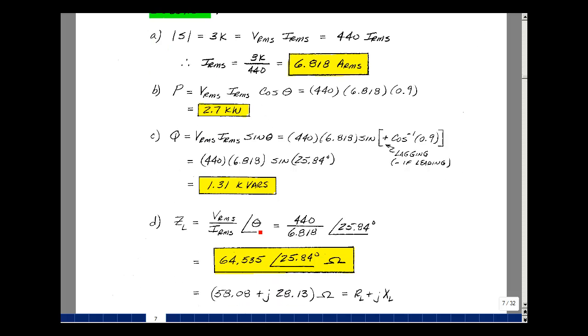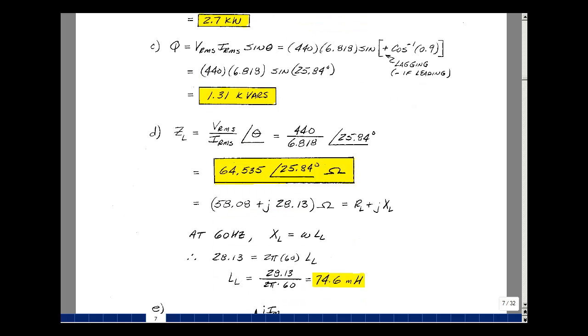Since I know the angle and I know the voltage and the current, I can calculate the impedance. So it's 440 divided by 6.818, and the angle was 25.84. So that gives me an impedance, the magnitude and angle, and I can put that in rectangular form by taking the cosine of this times this, and then taking the sine times this. I get 58.08 plus j 28.13, and again the units would be ohms.